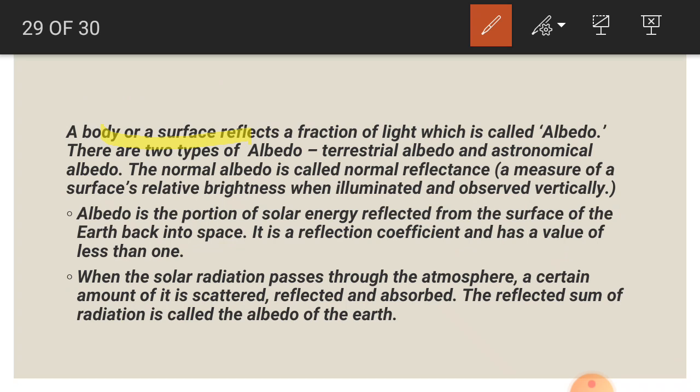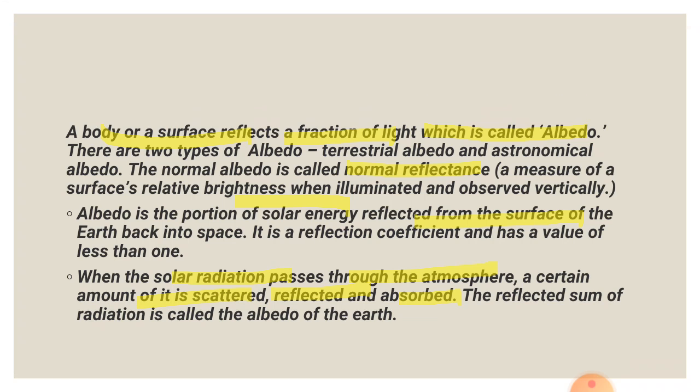A body or a surface reflects a fraction of light, which is called albedo. There are two types of albedo, terrestrial and astronomical. The normal albedo is called normal reflectance, a measure of a surface's relative brightness when illuminated and observed vertically. Albedo is the portion of sun energy reflected from the surface of the earth back into space. When solar radiation passes through the atmosphere, a certain amount of it is scattered, reflected and absorbed. The reflected portion is known as albedo.